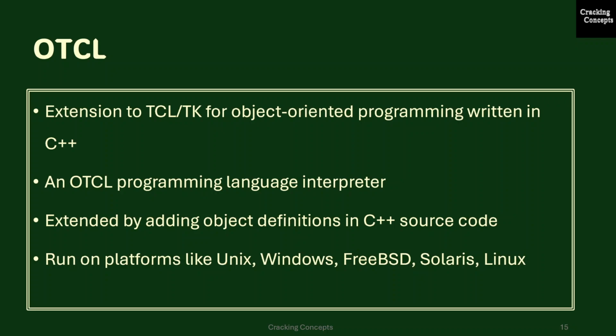OTCL is an extension to TCL or TK for object-oriented programming written in C++. NS2 is actually an OTCL programming language interpreter consisting of a built-in library of network simulation objects. By adding object definitions in C++ source code, the OTCL library of objects can be extended. OTCL can run on platforms like Unix, Windows, Solaris, etc.